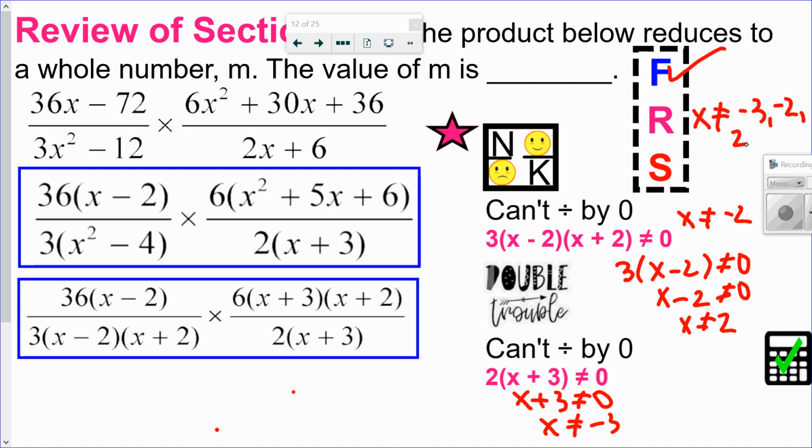Now I know the question didn't ask for restrictions, no extra charge for that one. It's really just asking you to simplify and find the value of m.